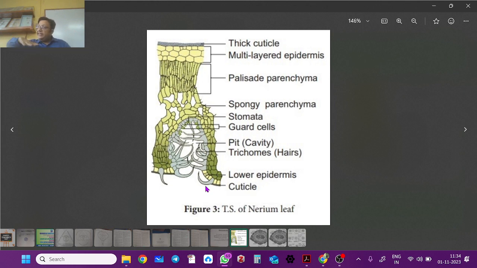Now below, you are looking at the bottom of the leaf. The stomata is at the bottom. In the leaf, where is the stomata? A bit at the bottom. So if you look from below, the cuticle is thin, then the lower epidermis, hair-like trichomes, then the sunken stomata, then you have guard cells, then spongy parenchyma, multilayered palisade parenchyma, and the cuticle on top as well. So this is how the nerium leaf looks. Let's get back to the presentation.